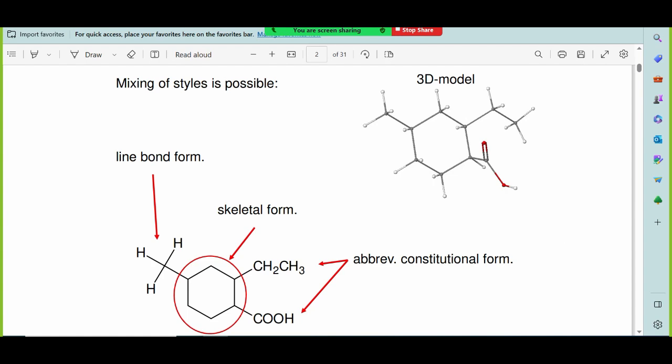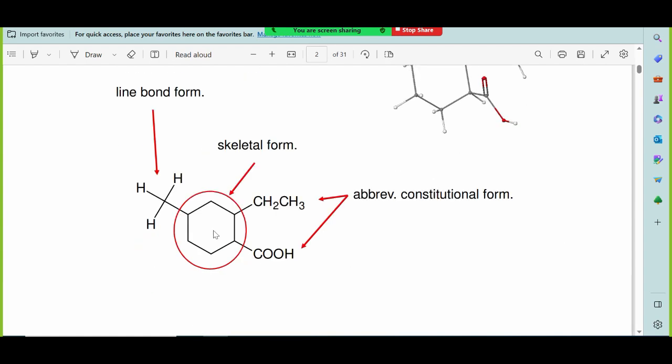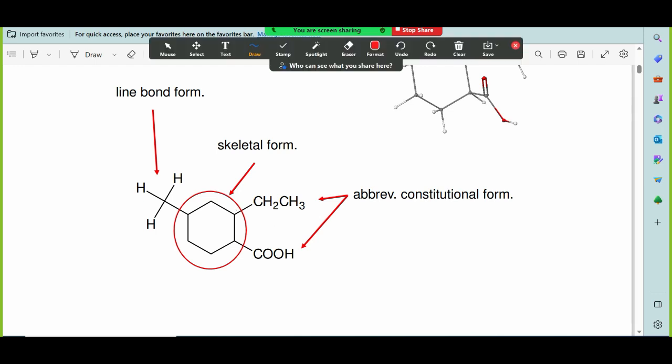We can have a mixing of styles. For example, we draw this in a line bond form, like we explicitly put all the 3 H's, and here we just put them condensed, CH2, CH3, in the constitutional form, and here we just write the skeletal form, which doesn't explicitly show these carbons or the hydrogen, but we know that we have, for example, here a carbon and 2H, and here we have 1H, and here we have 1H, here we have 2H, and so on. So we know, but we don't write them.